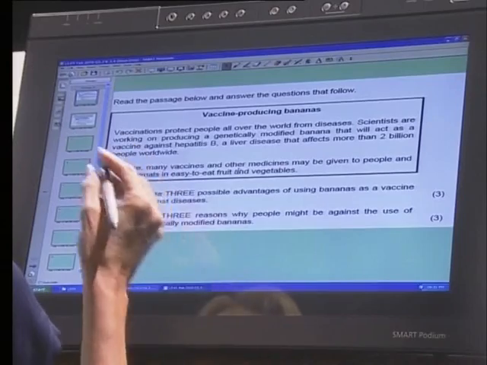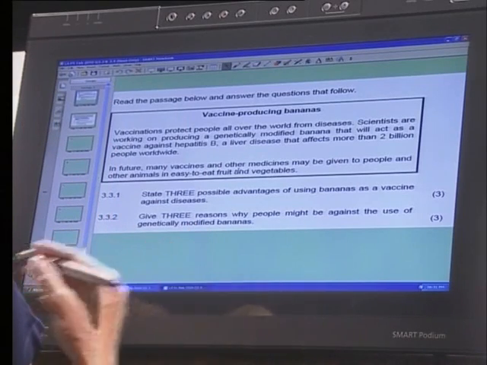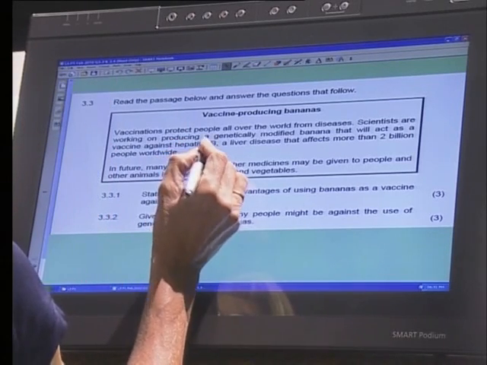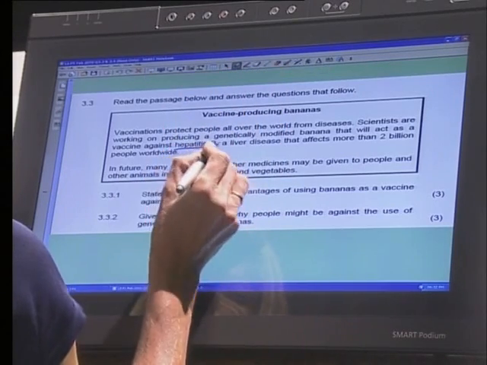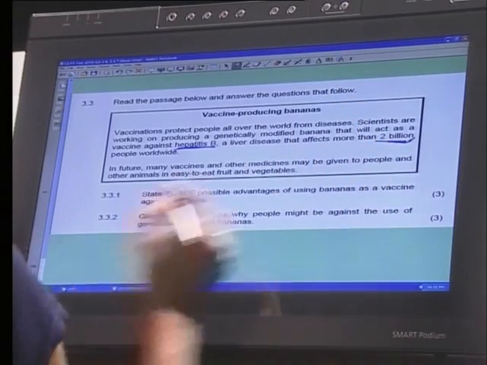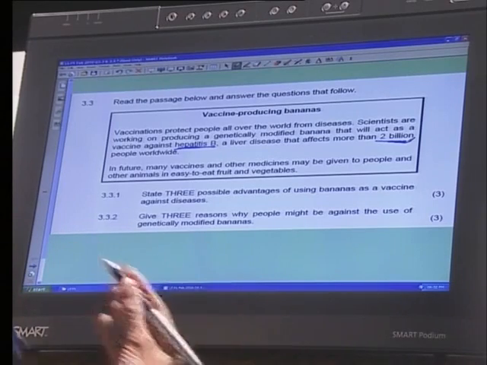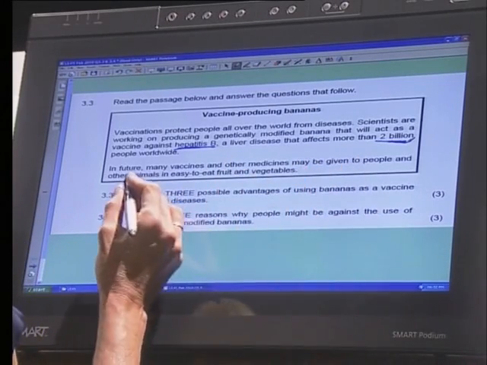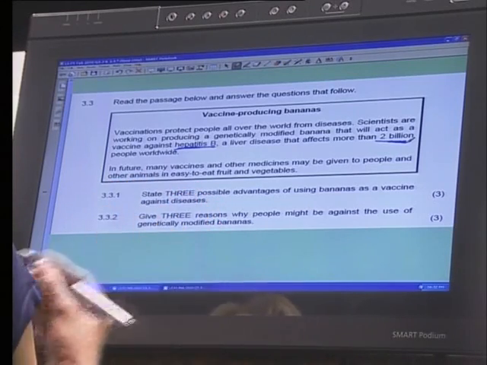Now, we know we need vaccines. We've got to have vaccines for polio and measles and mumps, etc. What these guys are saying is, they're working on producing genetically modified bananas that will act as a vaccine against hepatitis B, which is an absolutely awful disease. It's terrible to get it. It's a virus, and it makes you very, very ill. It causes liver disease, and it affects more than 2 billion people around the world. And they're saying in future, many vaccines and other medicines may be given to people and animals in an easy-to-eat fruit or vegetable. I mean, this sounds so amazing.